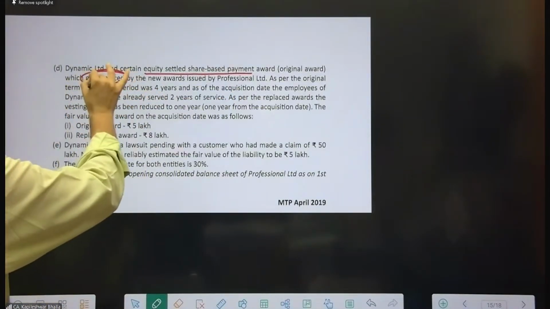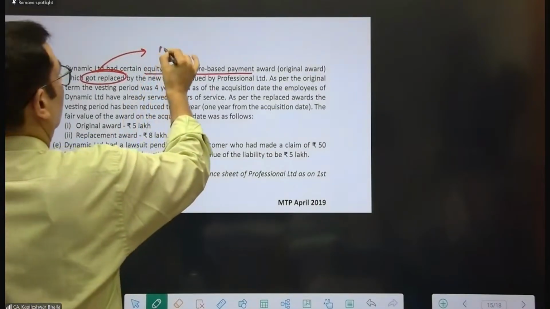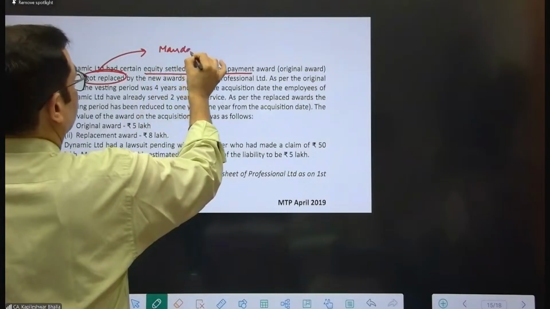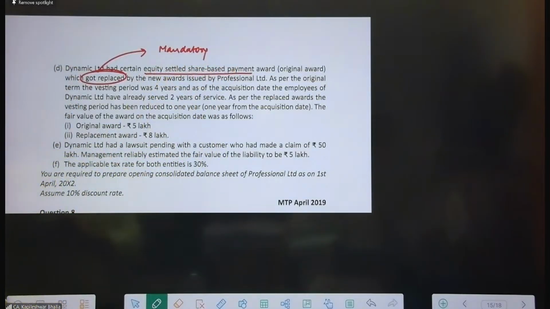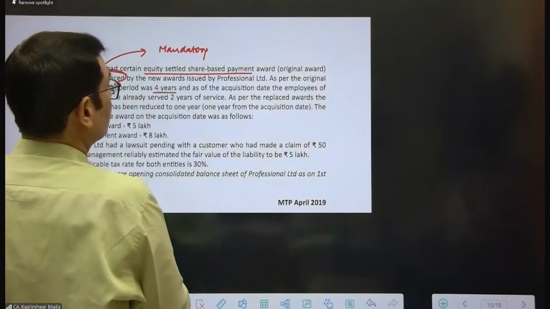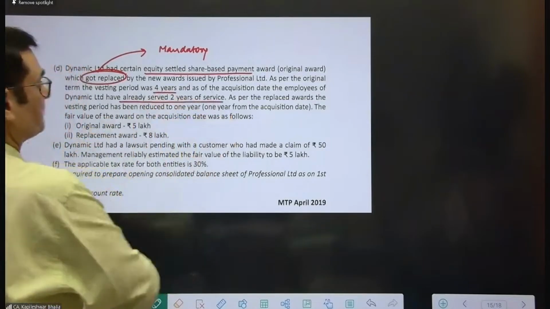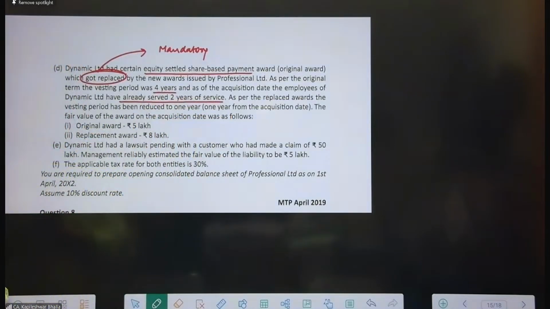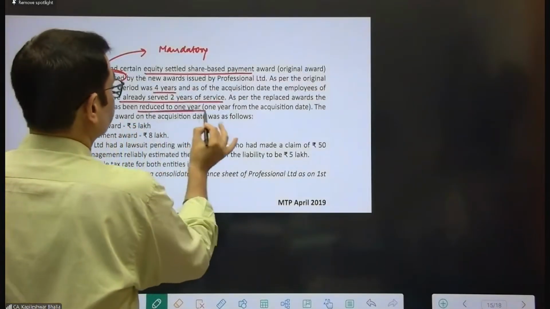So when it says it got replaced, is it mandatory or is it optional? Got replaced means it is mandatory in nature. That's right. By the new awards issued by professional, as per the original term, the vesting period is supposed to be 4 years, and on the acquisition date, the employees have already served 2 years of service. But he says, as per the replaced awards, the vesting period is reduced to 1 year.